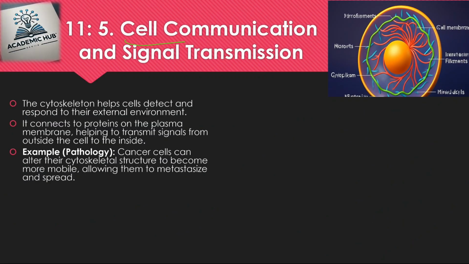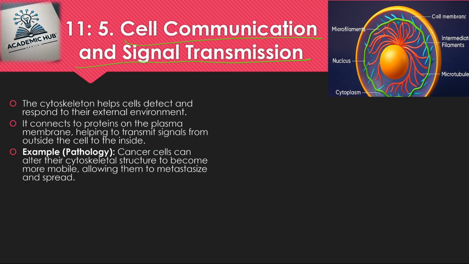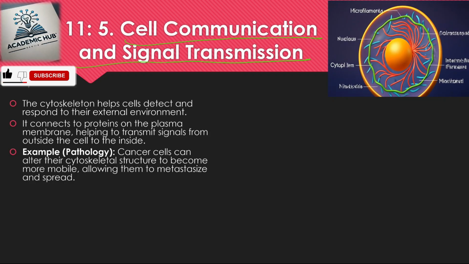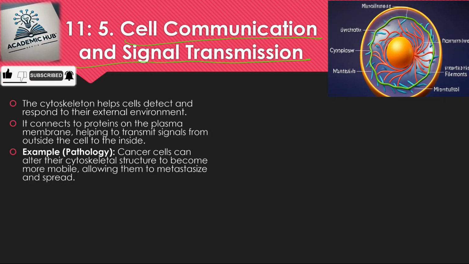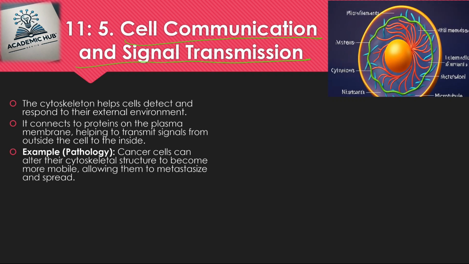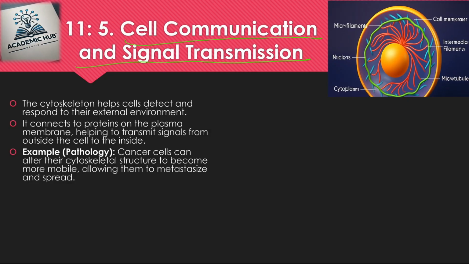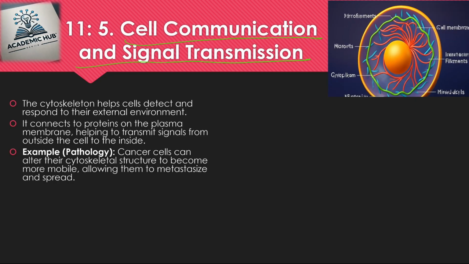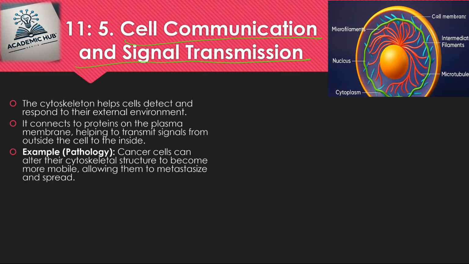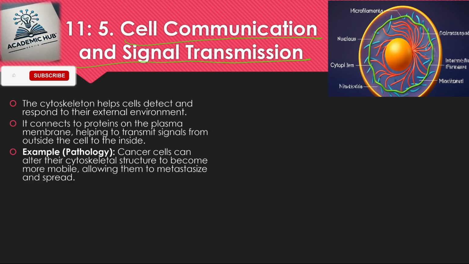Now next is cell communication and signal transmission. Cell communication means how the cell communicates through messaging, and signal transmission means how various signals are transmitted from one place to another. The cytoskeleton is involved in cell signaling and communication by helping cells detect and respond to external stimuli. It interacts with proteins on the plasma membrane.